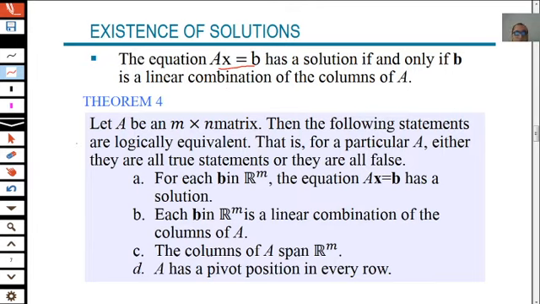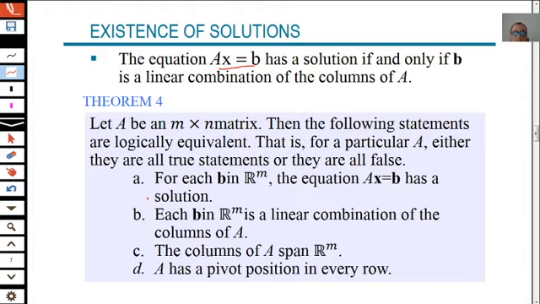So we have a result here, which is stated as Theorem 4. Let A be an m by n matrix. Then the following statements are logically equivalent. Namely, if you find one of them, it also means that we have the others. In other words, for a particular A, either they are all true statements or they are all false.